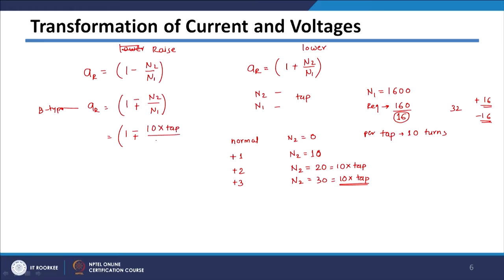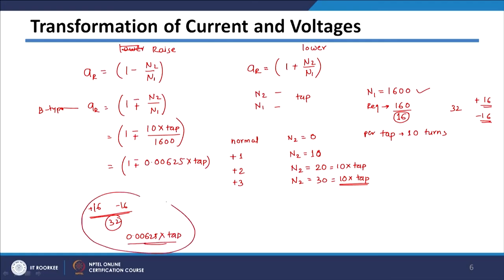So, I can write it as 1 minus plus 10 multiplied by your tap position, divided by the primary turns, say 1600, which you assumed here. In this case, it will be 1 minus plus 0.00625 into your tap position, since 10 divided by 1600 is 0.00625. So, if there are 16 plus and 16 minus taps, meaning 32 taps in your regulating winding, your N2 by N1 ratio will be 0.00625 into tap. This configuration is only possible for this one.